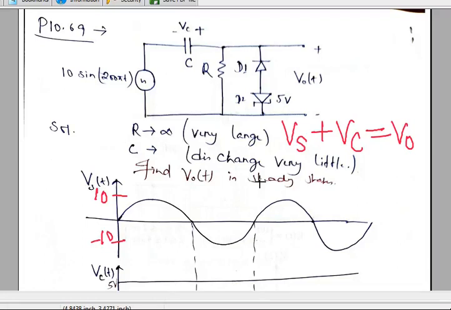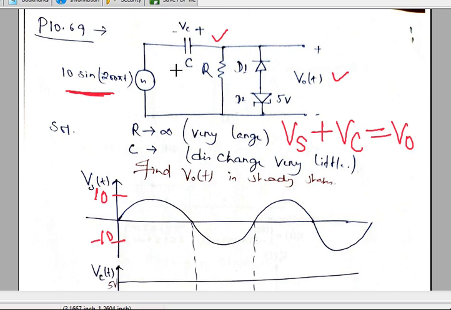Let's understand this problem. Here, the task is to find out the waveform of output voltage when the input voltage is some sinusoidal function, and there is one capacitor also, and resistance, and one Zener diode is also there. Now, in the question, it is mentioned that the RC is very large. RC is very large means there is no substantial discharging of this capacitor. Once this capacitor is charged, there is no substantial discharging.